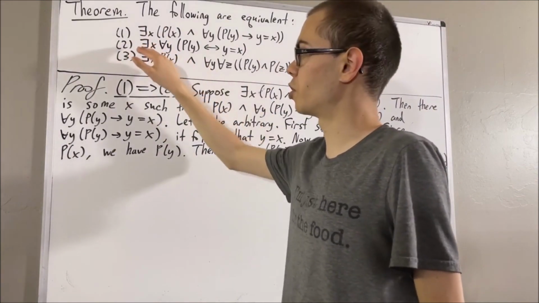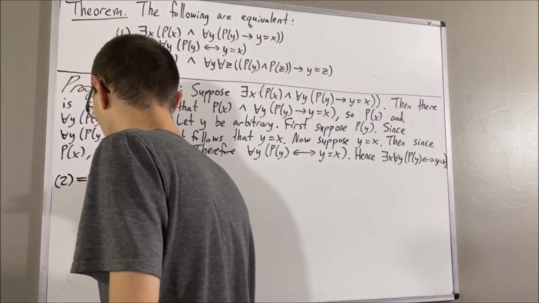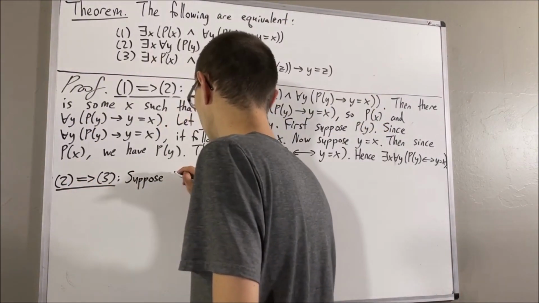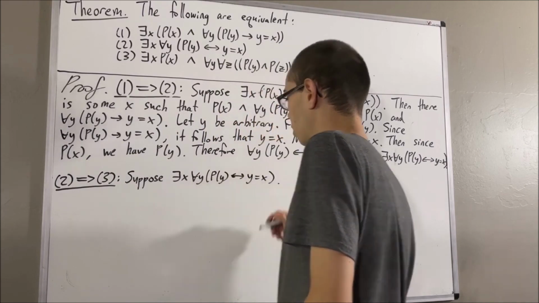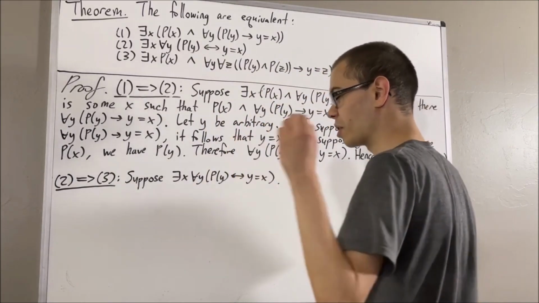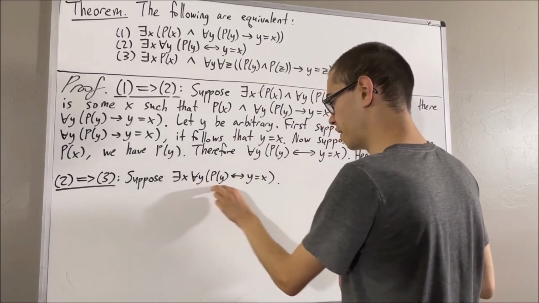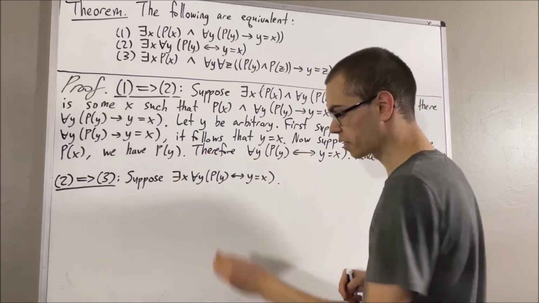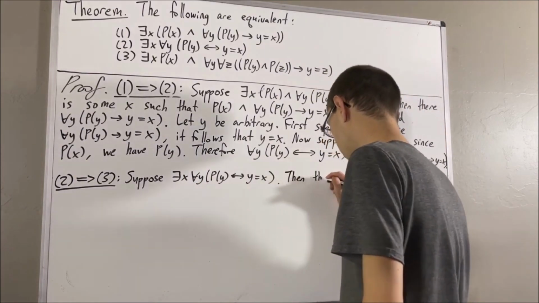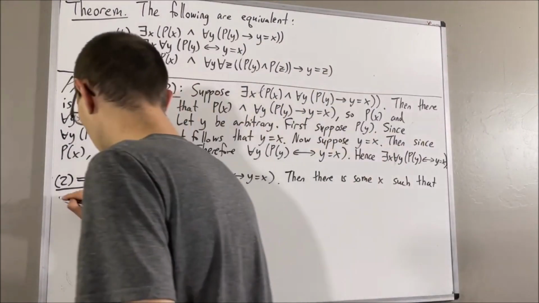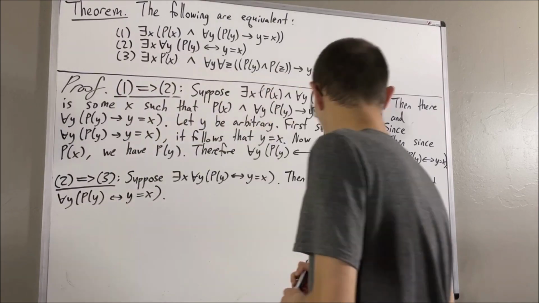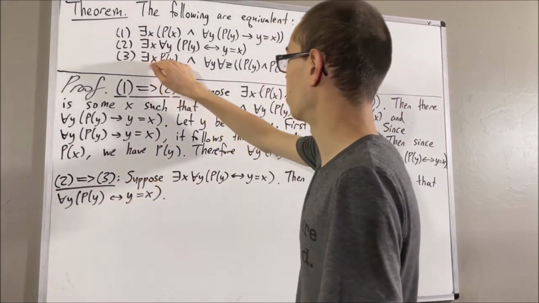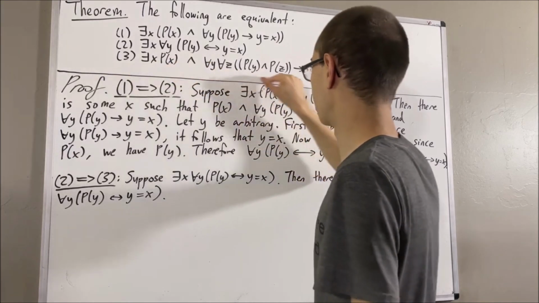Now we're going to show if 2 is true, then 3 is true. And to do so, suppose 2 is true. Well, this means that there is at least one object which satisfies this statement. So we can instantiate some object, call it X, where this is true. And at this point, we want to show that 3 is true, right? We want to show that this is true and this is true.